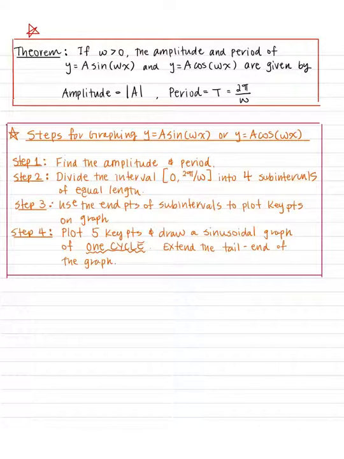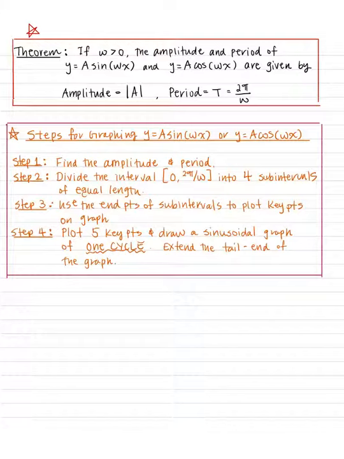If omega is greater than 0, the amplitude and the period of y equals a sine or cosine of omega x are given by: amplitude is the absolute value of a, and period, denoted by T, is 2 pi over omega. Now the steps for graphing y equals a sine or cosine of omega x.